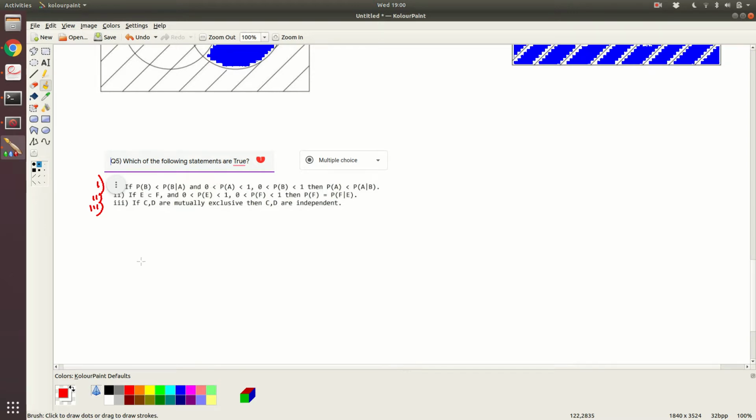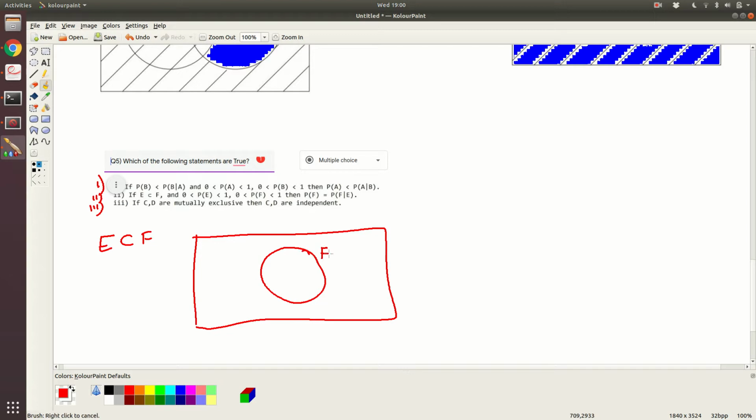Okay, so the first statement is a bit tricky, so we will come back to the first statement later. Okay, so now let's start with the second statement. So E is a subset of F. Okay, so what that means is you have a Venn diagram like this. You have F and then you have some E. E is a subset of F. Now the question is, is P of F equal to P of F given E?